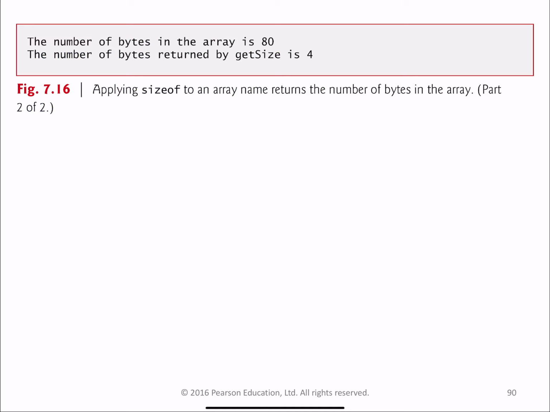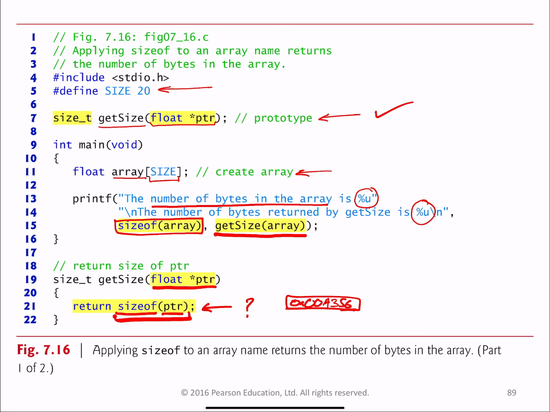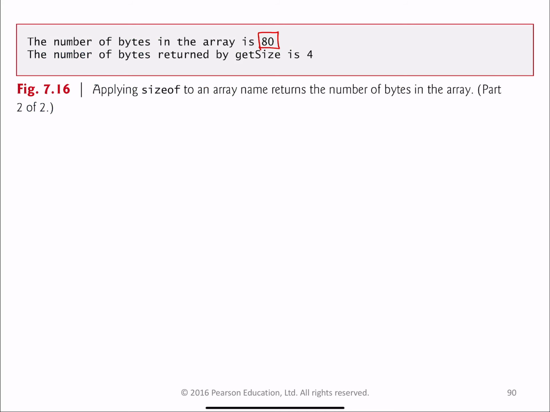So on a system that uses 4 bytes to store a floating point number, when sizeof is applied to the array in the main function over here, this will return the value 80 because 4 times 20, the size of the array, is 80. The second return value we'll get from our function getSize is the amount of memory, the number of bytes that a pointer takes up in memory, and that on my system happens to be 4 bytes. And that's what we see on the second line.